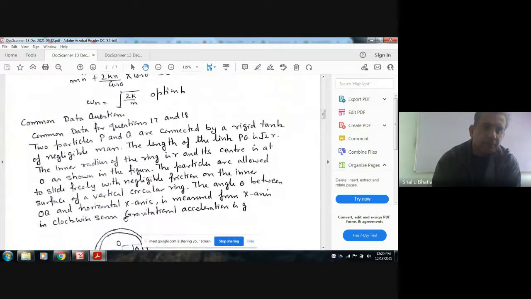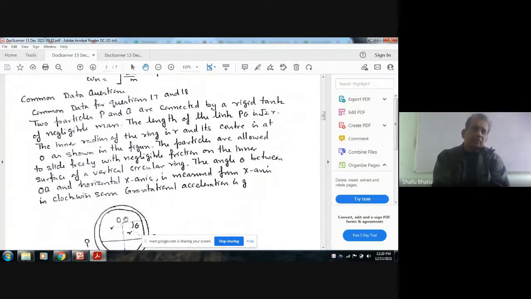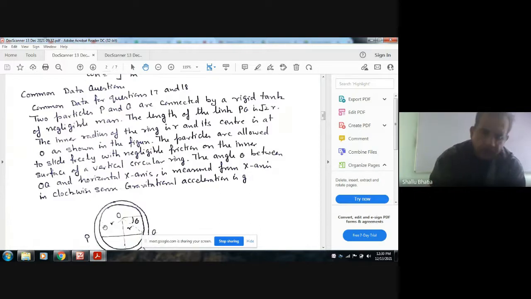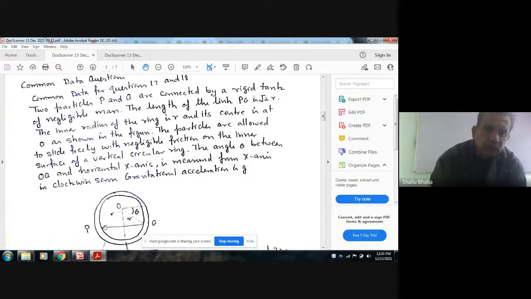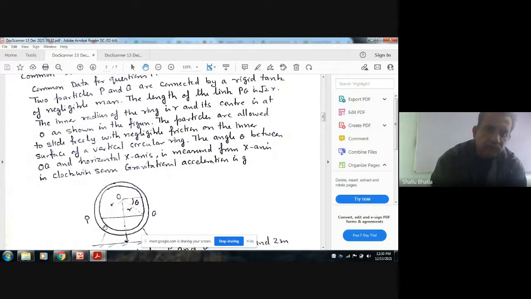So option B is the right answer. Next, common data question. Common data for questions 17 and 18. Two particles P and Q are connected by a rigid link of negligible mass. This is a rigid link, two particles P and Q. The length of the link PQ is root 2r.